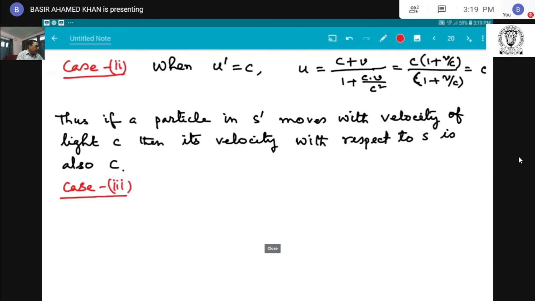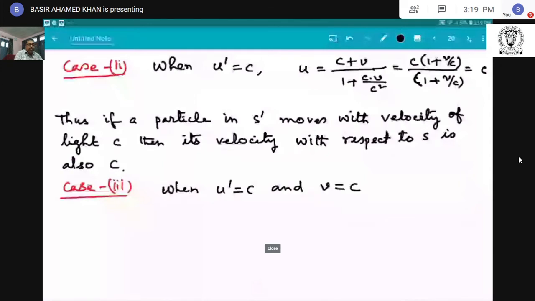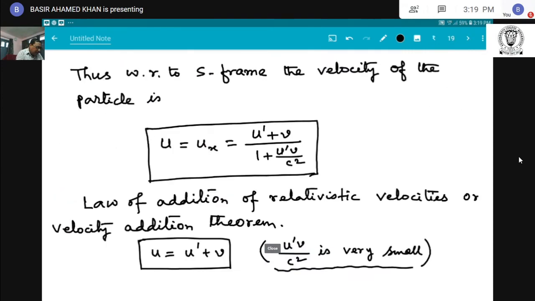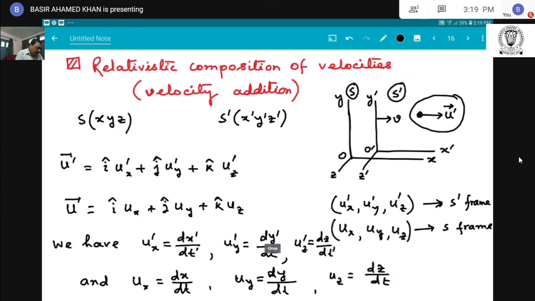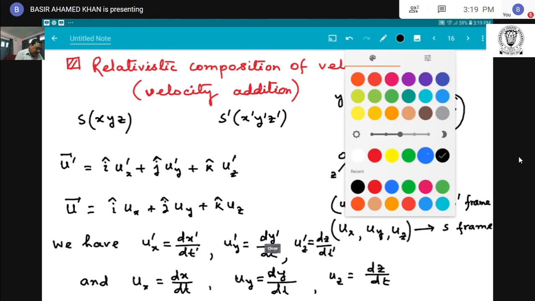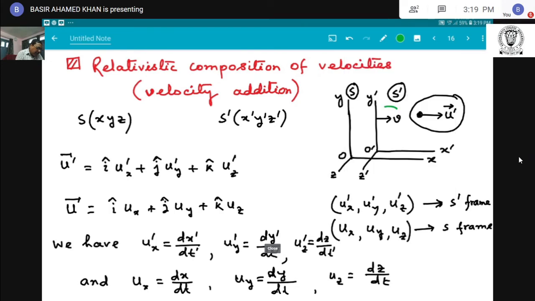When u dash equal to c and v equal to c, where v is the velocity of the s dash frame with respect to s.